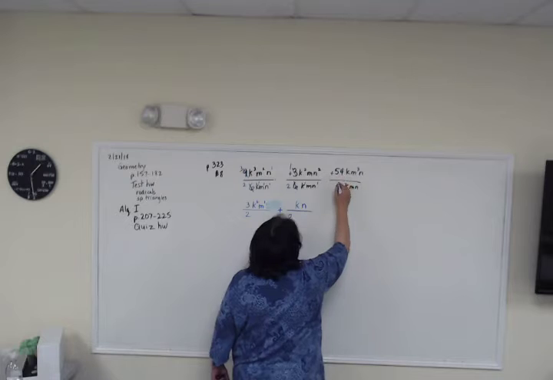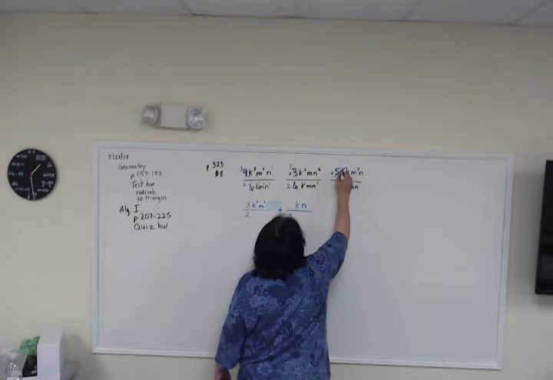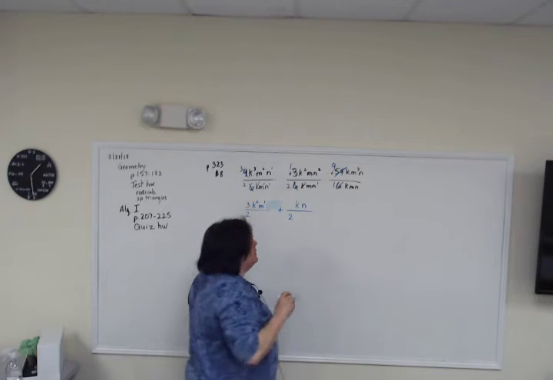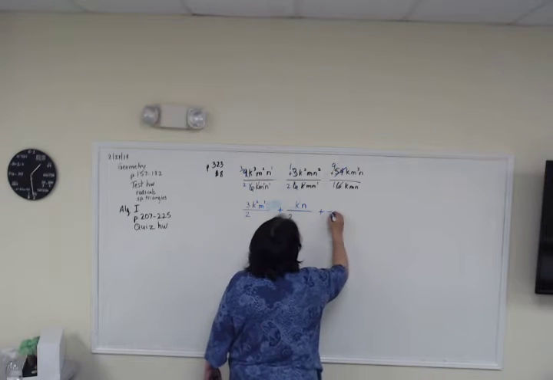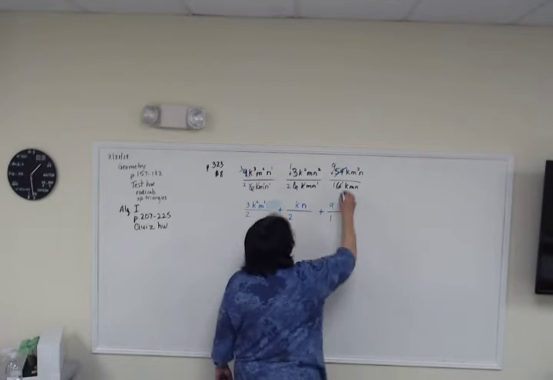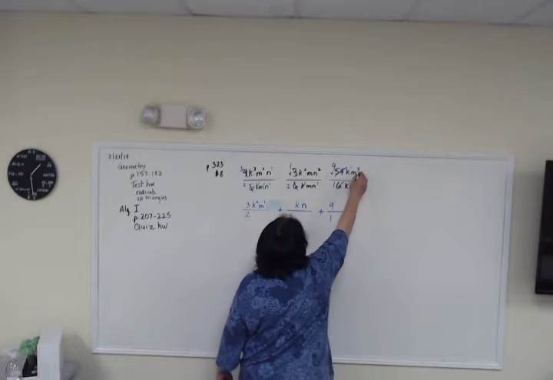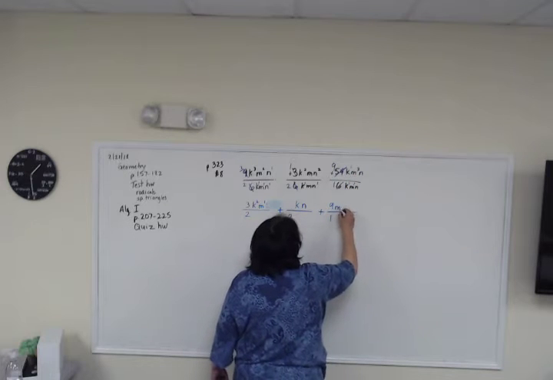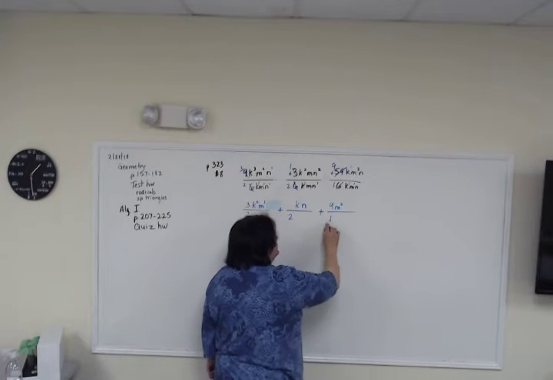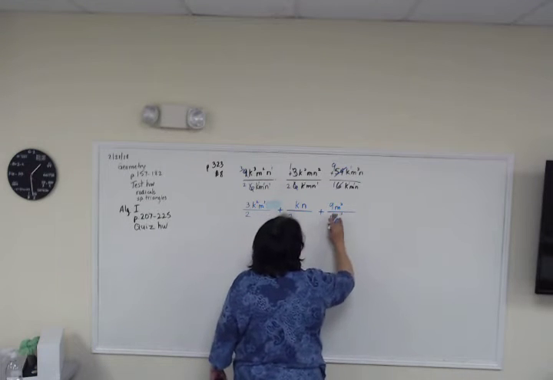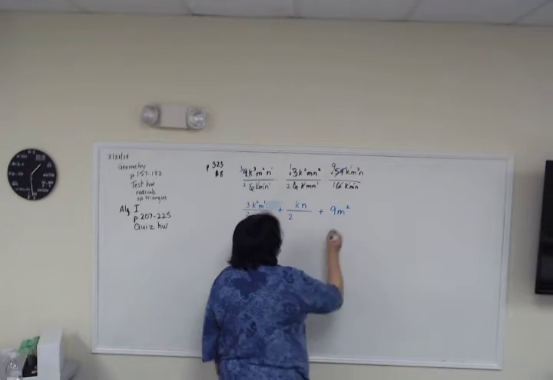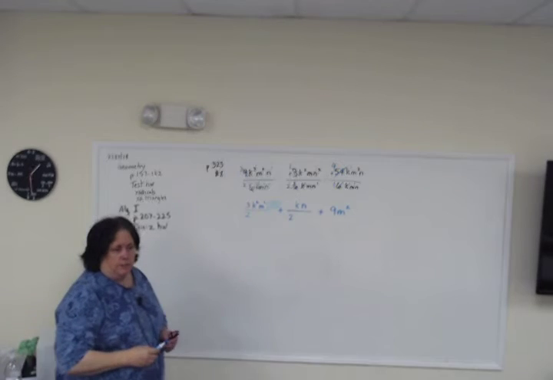Now, 54 and 6 can both be divided by 6. That's 9 and 1, right? So they're both positive. I'm going to put a plus sign. I have a 9 here and I have a 1 here. 1 minus 1 is 0. 3 minus 1 is 2. And 1 minus 1 is 0. I can leave this over 1, or I can just change this to plus 9m squared. Does that make sense?